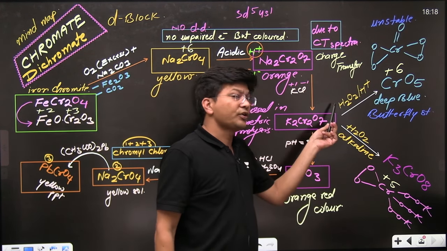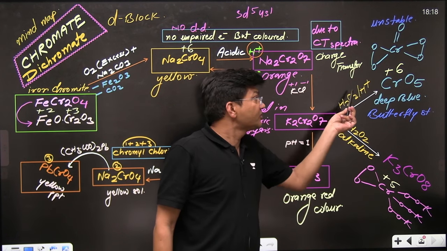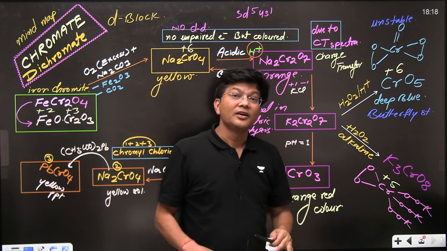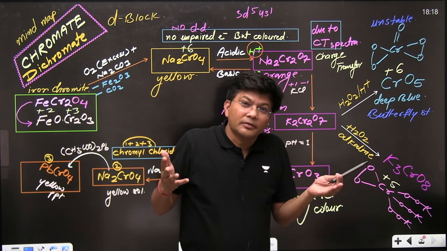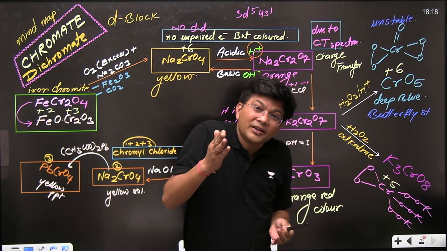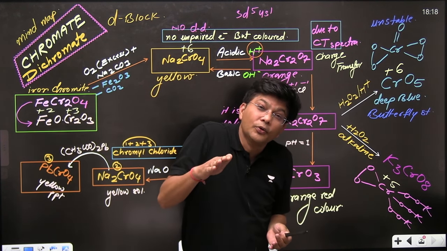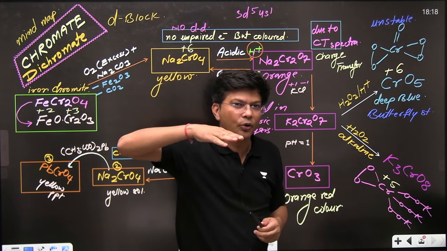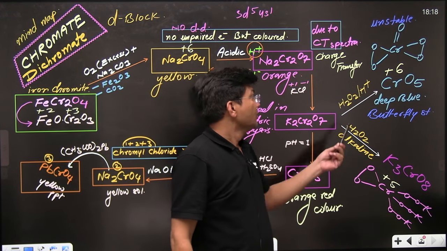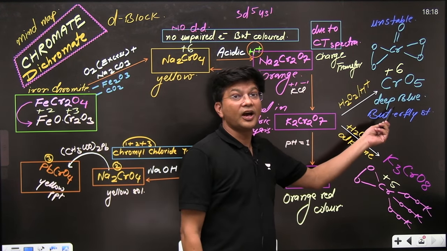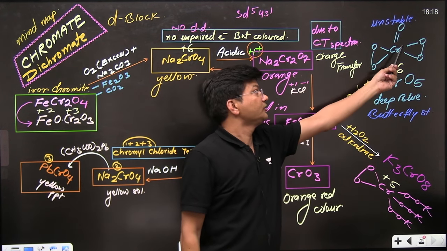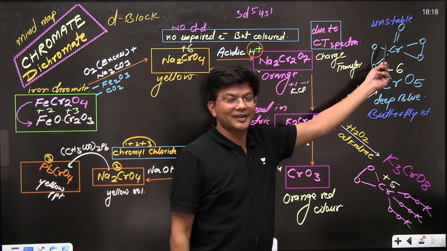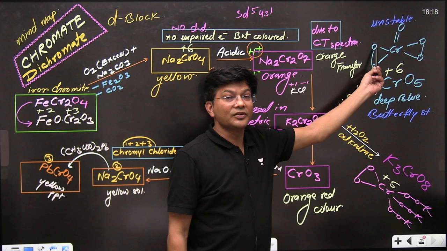Both of them, on treatment with hydrogen peroxide in acidic medium, are going to give you deep blue, or you can say violet, deep violet, only violet, or deep blue, because you know VIBGYOR, blue and violet, indigo, they are almost touching each other. So you are getting butterfly structure, CrO5 with peroxide linkage. This is peroxide, this is peroxide. Here the oxidation state of chromium is once again +6, highly unstable because of peroxide linkage.